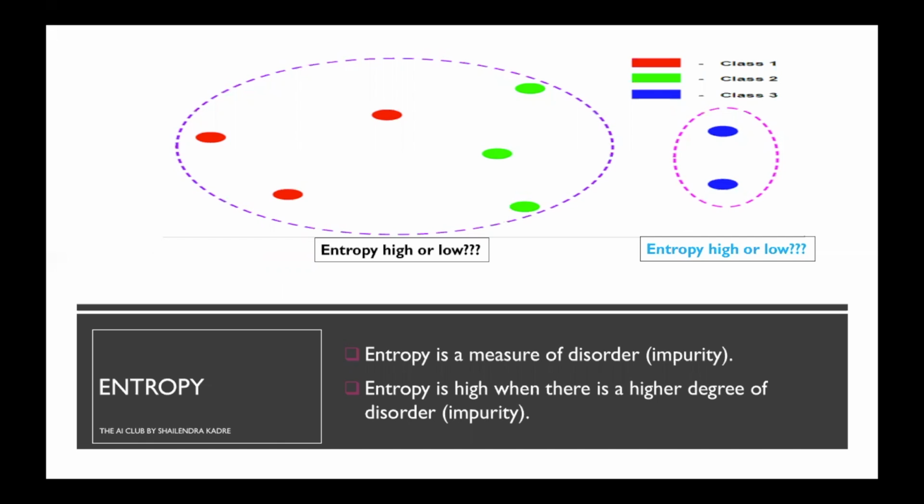So if I ask you, you can see two circles here: one circle with an equal number of red and green balls, and another smaller circle with only violet boxes. Could you tell me where the entropy is going to be high? Definitely, because the disorder is high in the bigger circle, entropy is going to be high there, and the smaller one is in a more orderly fashion. So the entropy is going to be lower here.